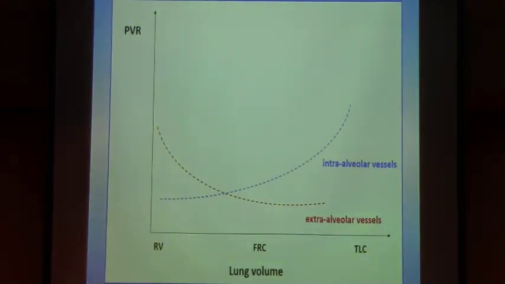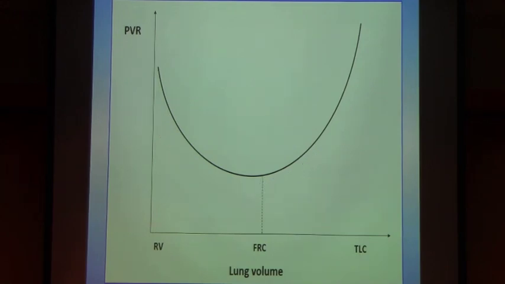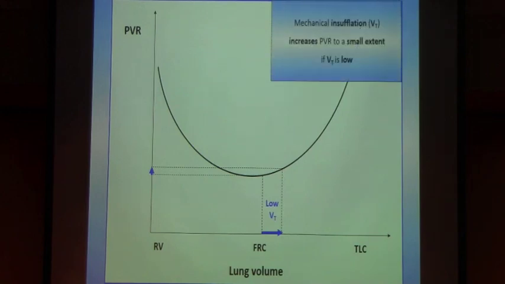And if I represent this on this graph, we have an increase in the resistance and a huge increase after the FRC. So the resulting effect is the U-shaped curve, the relationship between pulmonary vascular resistance and lung volume. And the minimal PVR is at the FRC. Now, you increase tidal volume from the end expiratory lung volume. If you use a low tidal volume, you have a small increase in the resistance. So it's good. It's not so dangerous.